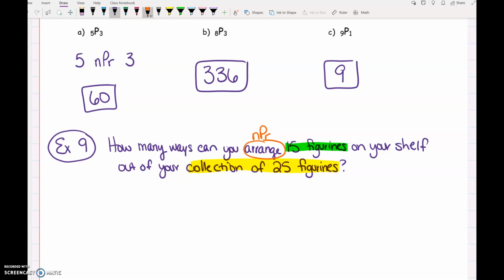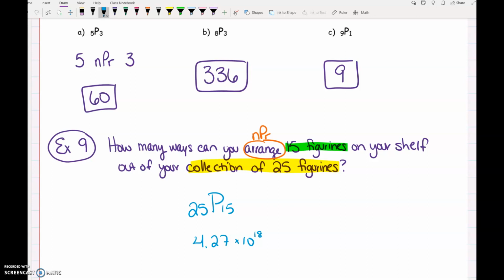So what number do you think would go first? 25 and then P15. So try 25P15 in your calculator. Oh, I should have used less numbers. That is 4.27 times 10 to the 18th. There's a whole bunch of ways that you could arrange those figurines on your shelf. So get to arranging, because that's a lot.